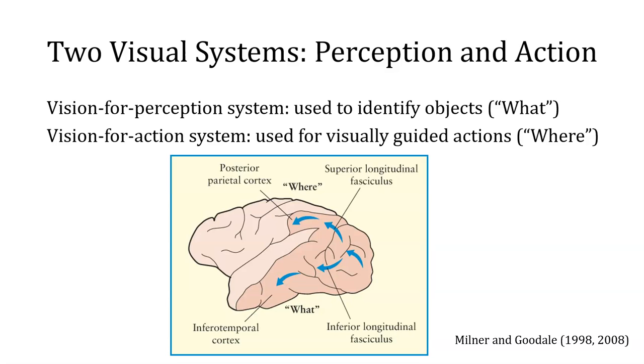There is also a vision for action system used for visually guided action. This system provides accurate information about our position with respect to objects. This is the system we generally use when avoiding a speeding car or grabbing an object. Researchers have found that visual illusions tend to disappear when participants are asked to engage in some actions upon the images, which is when the vision for action system is activated. This finding supports the notion of two partially independent visual systems.